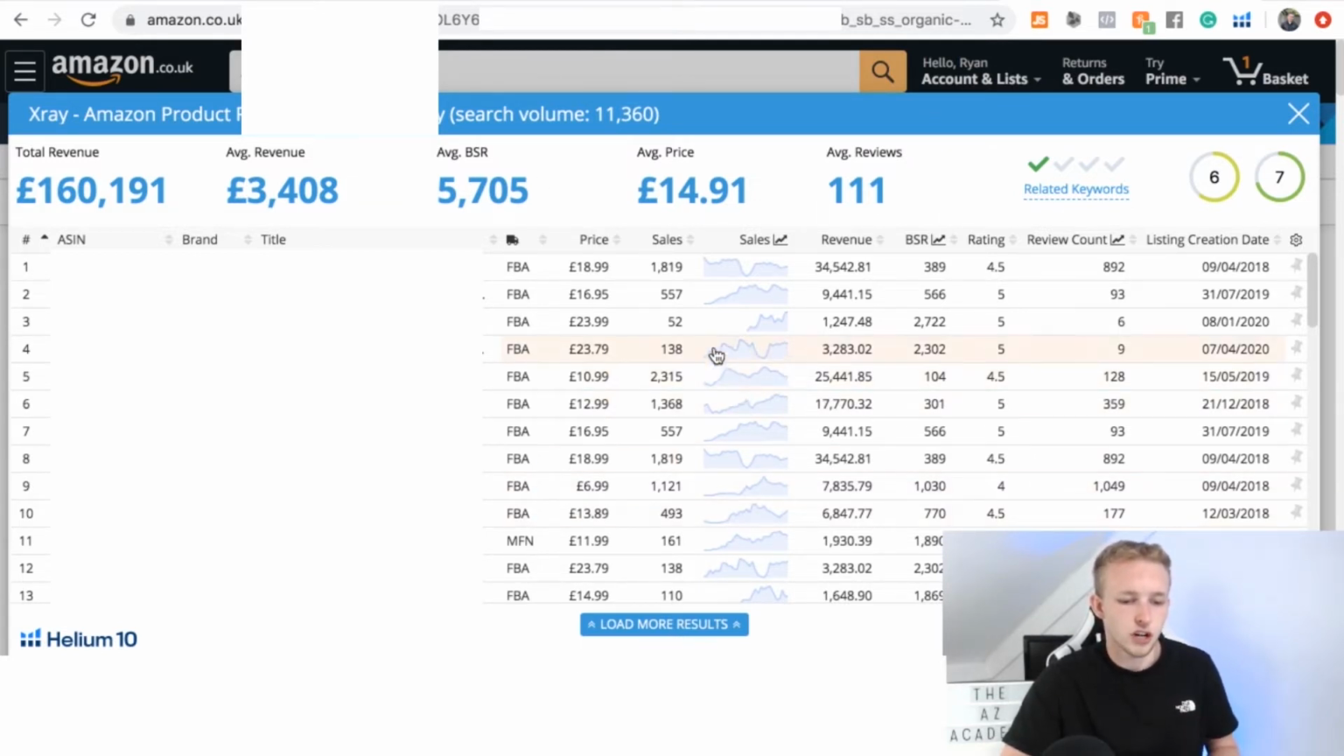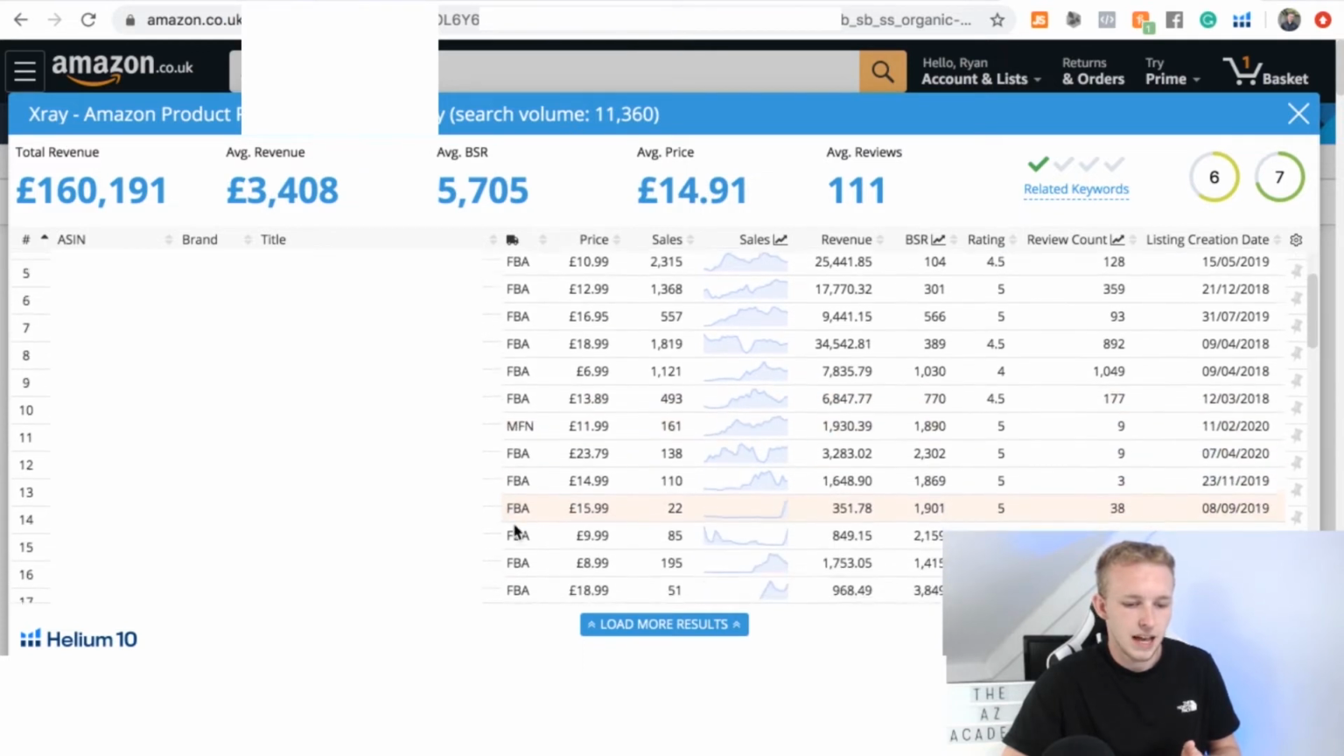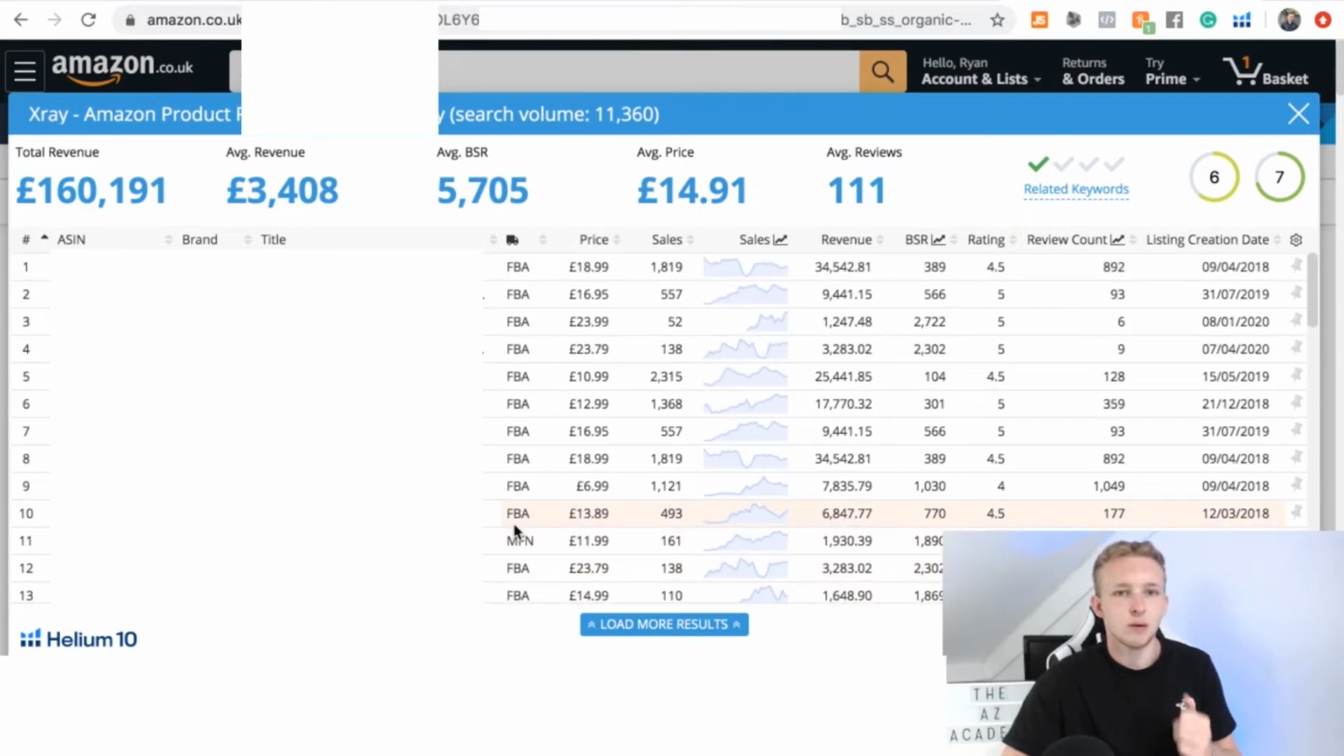So let's come down and start actually looking at the individual sellers to get more of an in-depth look at the market. So straight away with the delivery, we can see that basically everyone selling this product is FBA, which is exactly what you want to look for. This is absolutely perfect. If you were to think of an ideal situation, this is what you'd want to see, a bunch of FBA sellers.